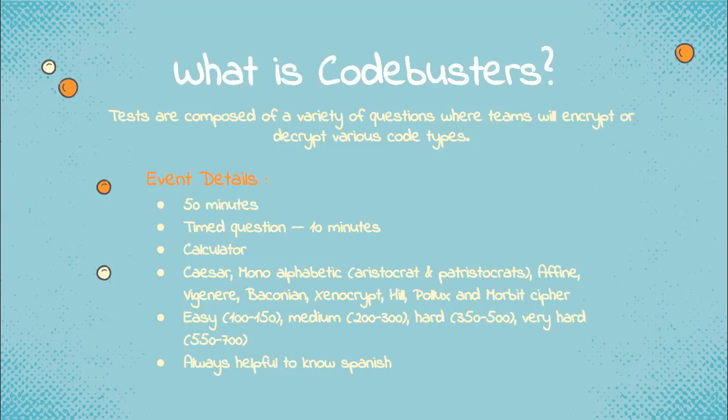I would say Aristocrat, Patristocrat and Xenocrypt, which is a Spanish Aristocrat kind of cipher, are of the same type. It's just that Xenocrypt is in Spanish. So if you can crack these three codes very fast, and one of your other teammates knows how to do the Caesar, Affine, and Vigenere in a split second, I mean within like 2 or 3 minutes, then you can for sure place in an invitational or region outside states.